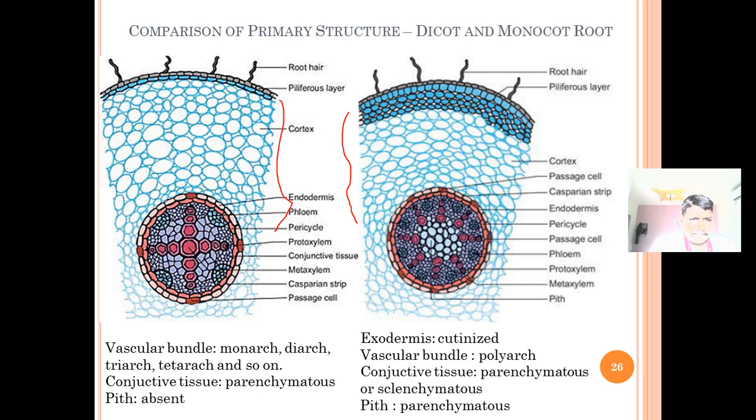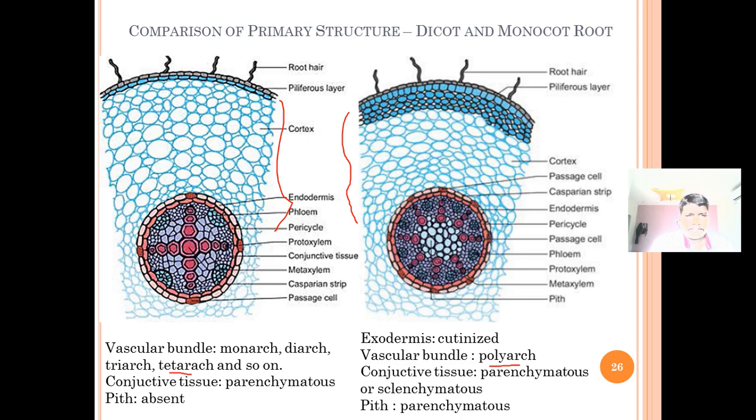In dicot, the vascular bundle takes different forms. Here the diagram is represented as a tetrarch condition, but some dicots have monarch, diarch, triarch vascular bundles, up to hexarch. Okay. When coming to monocot, the vascular bundle is polyarch. Many xylems are present.